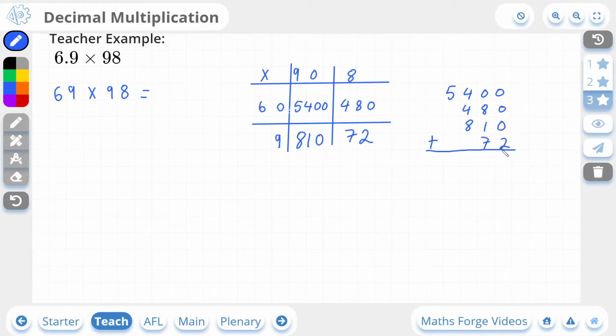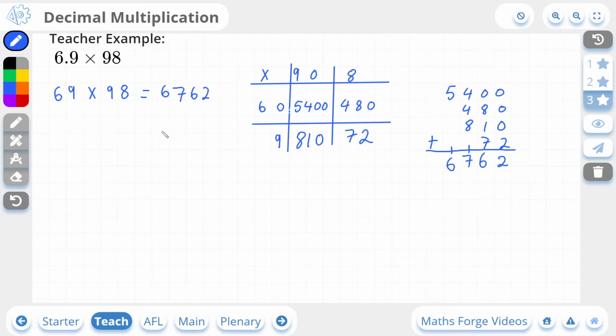0 plus 0 plus 0 plus 2 is 2. 8 plus 1 is 9. Plus 7 is 16. So it's going to be a 6. Carry over the 1. 4 plus 4 is 8. 8 plus 8 is 16. Plus 1 is 17. So it's going to be 7. Carry over the 1. 5 plus 1 is 6. So the answer to the 69 times 98 is 6,762. And this is not the final answer to the question, as this is the calculation done without the decimal point.